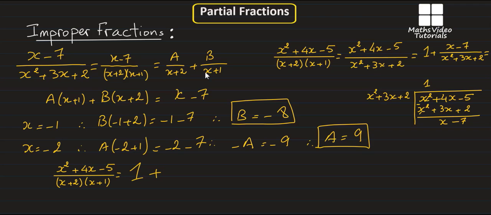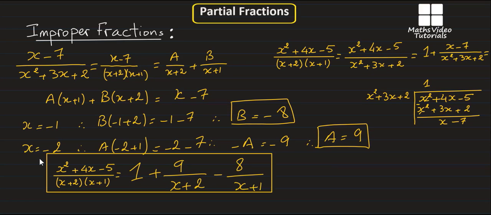It's going to be a, which is 9 over x plus 2, and then the b is negative, so we're going to bring the negative before the fraction, or -8 over x plus 1. And this is how you decompose an improper algebraic fraction into its partial fractions.